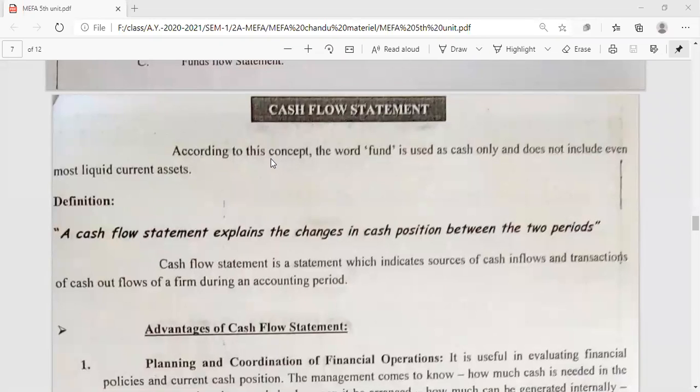Now in this concept of cash, cash means directly general cash only, not the funds, which are not liquid current assets. What do liquid current assets mean? An asset which you can sell immediately is generally called a liquid current asset.